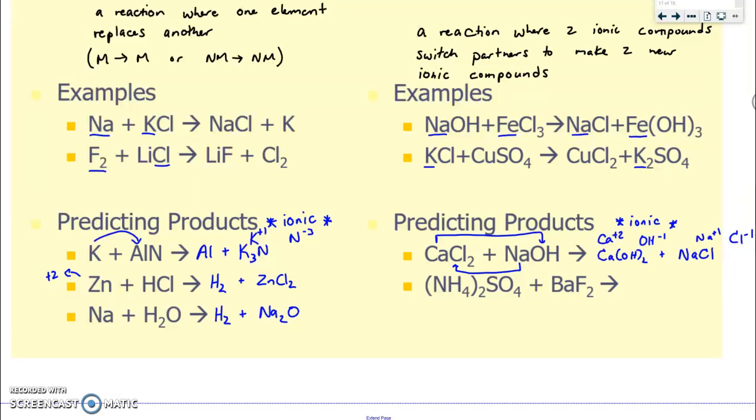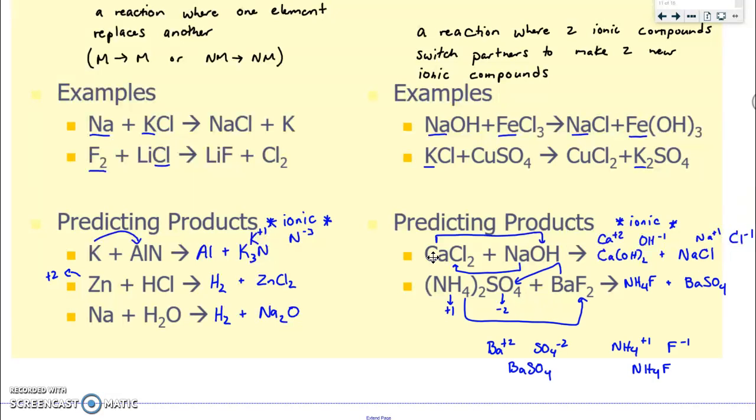Please pause the video to try the second example. I'll help you out with some charges. NH4 should be +1, and sulfate is -2. Your answer should be NH4F and BaSO4. It does not make a difference which one is written first. So if you wrote BaSO4 plus NH4F, it's the exact same thing.